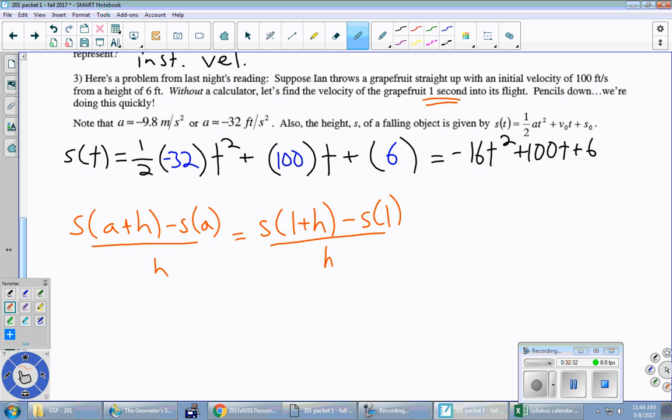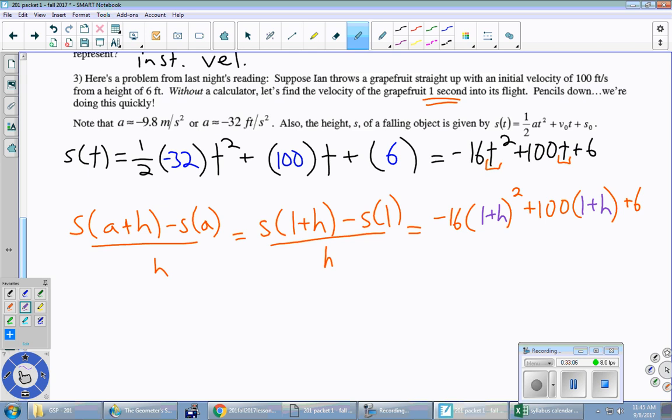Okay, so now we're going to start plugging in. s of 1 plus h. This is the complicated part. That means change all of the t's to 1 plus h's. So this t and also this t, both becoming 1 plus h. So copying all that, negative 16, something squared plus 100, something plus 6. What are the somethings supposed to be in this case? 1 plus h. That's what goes inside. This is the most common place that folks make a mistake, is to say, oh, I know what s of 1 plus h is.